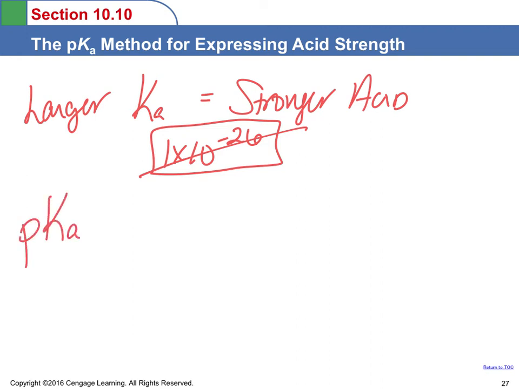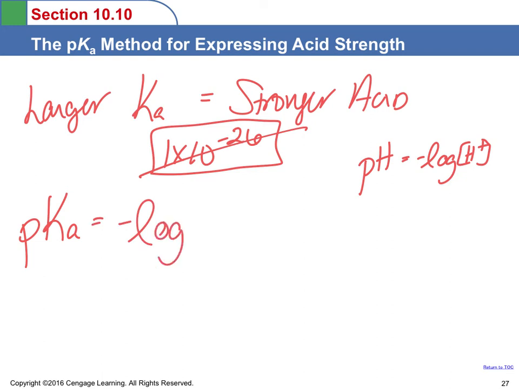When we talk about pH in a little while, pH is equal to the negative log of the H plus or the H3O plus concentration. Again, we'll get to that. pKa is going to be the negative log of the Ka. So P something usually means negative log of whatever that something is. So if we take the negative log of numbers like this, 1 times 10 to the negative 26, we're going to get whole numbers, things that are a little bit easier to work with.